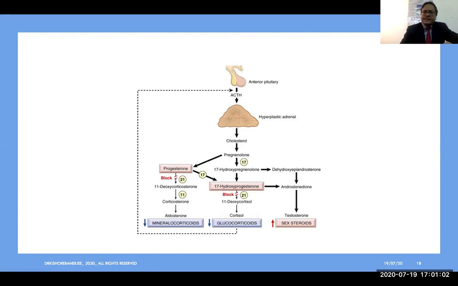And if you understand this, then you can easily figure out the clinical presentation, because they would be just like the low cortisol presentation, low mineralocorticoid presentation, and the high sex steroid presentation. And all this concept we will be learning in a moment.